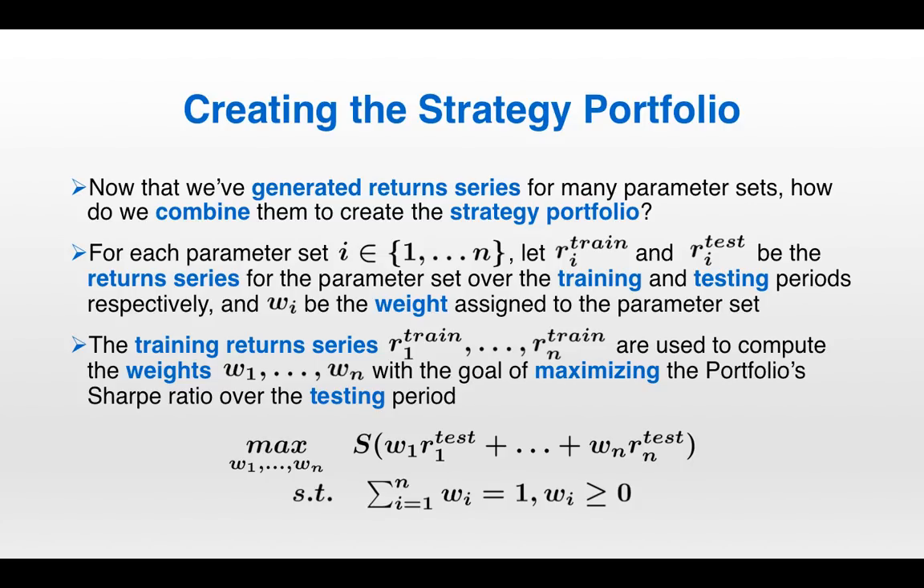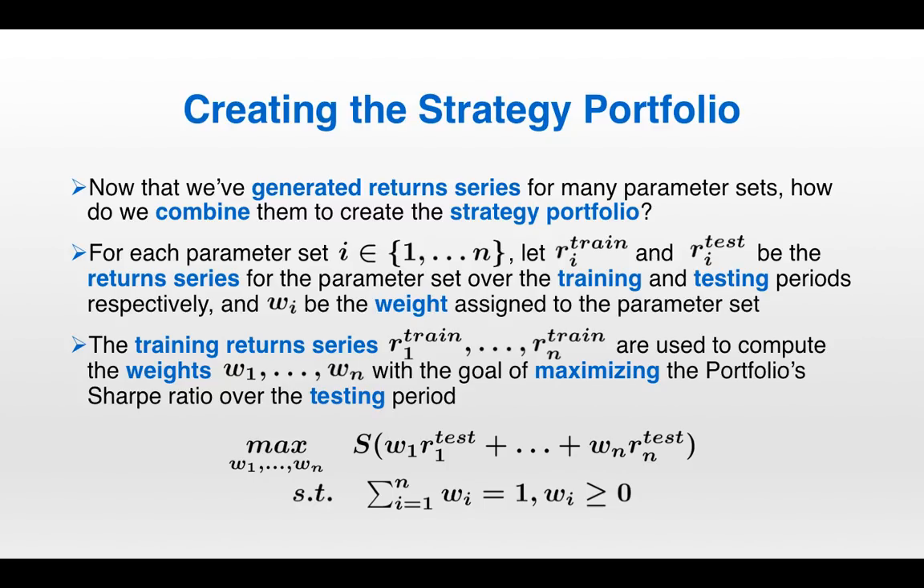But moving on, for each parameter set i in 1 to n, let Ri train and Ri test be the return series for the parameter set over the training and testing periods respectively, and let Wi be the weight assigned to that particular parameter set. The training return series R1 train through Rn train are used to compute the weights W1 through Wn with the goal of maximizing the portfolio's Sharpe ratio over the testing period.